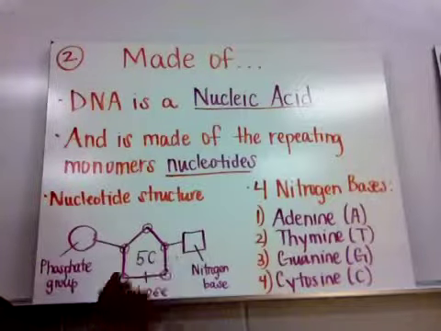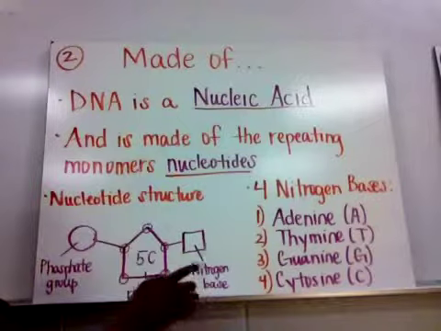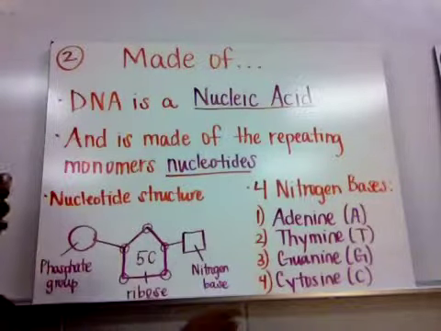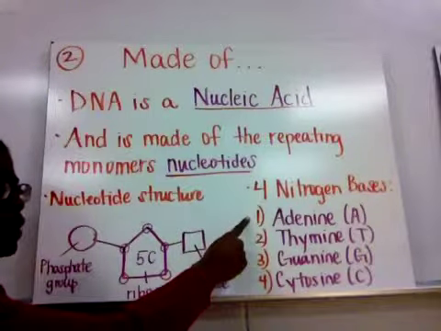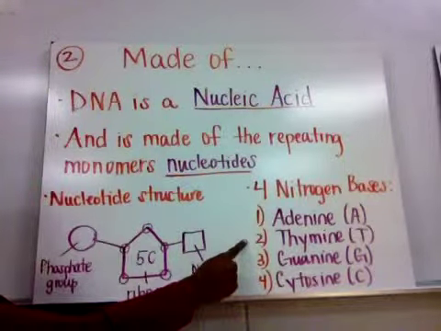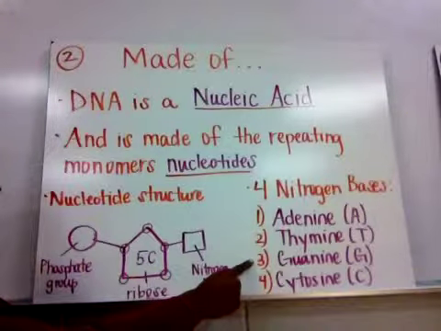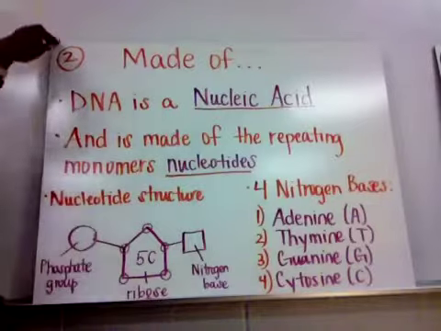You're going to see later your nitrogen base looks a little different, but in the basic structural diagrams, you'll see it look pretty simple. You have 4 nitrogen bases for DNA. The first one is adenine, which is represented by an A. Then you have thymine, which is represented by a T. Guanine, which is represented by a G. And cytosine, which is represented by a C.